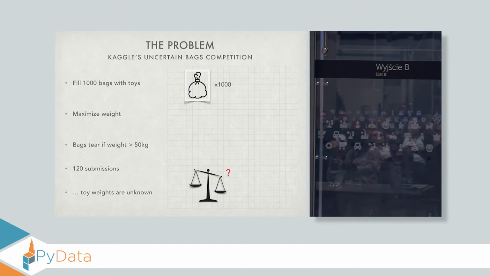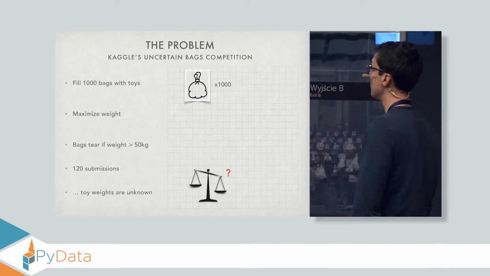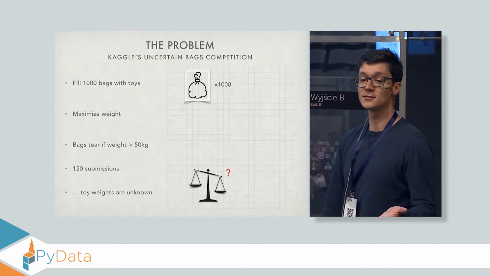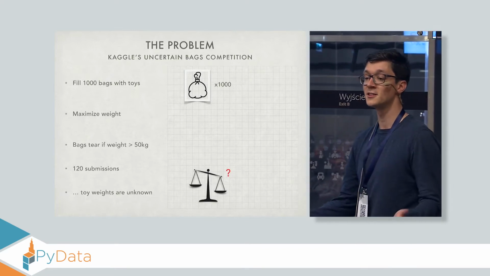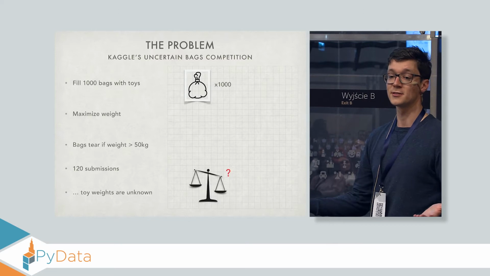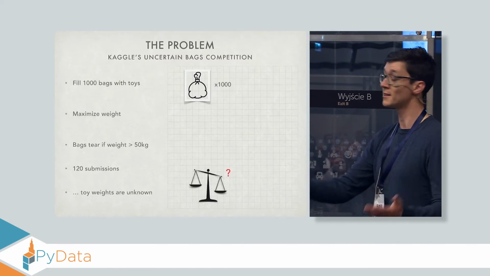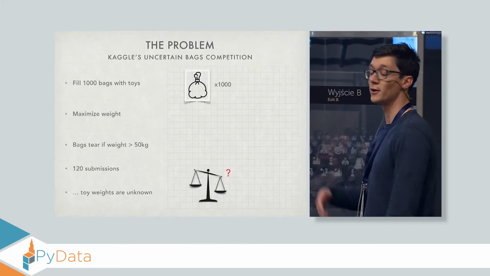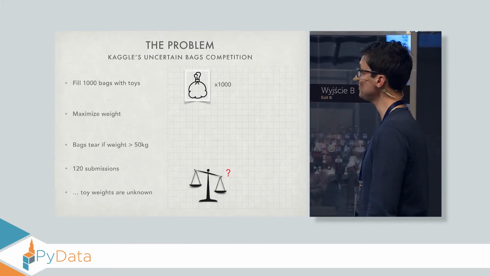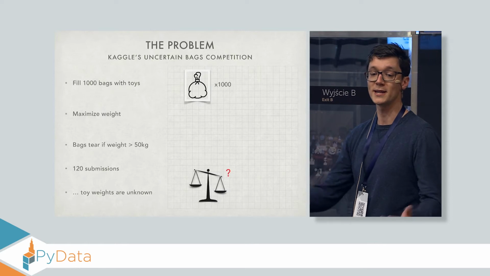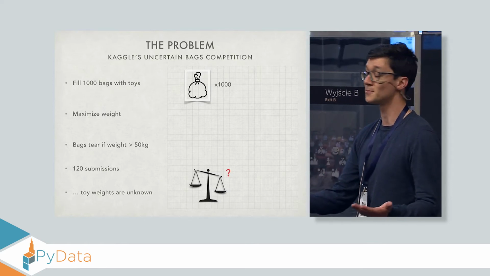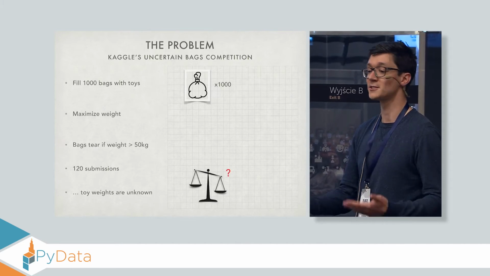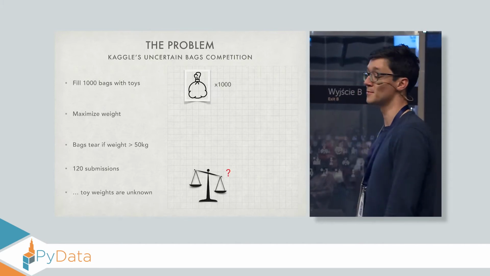So, the problem. I just told you it's an optimization problem, and the thing is that Santa has to deliver presents, but he lost the list of which toy should go in which bag. So now he's trying to find out how to fill 1,000 bags with toys. And for this, he needs to maximize weight. He wants to pack as much weight as possible, but he can't pack too much weight in one bag because then it will tear at 50 kilograms.